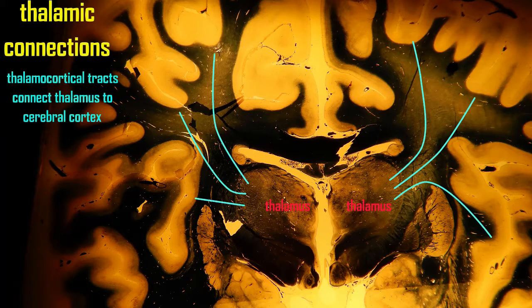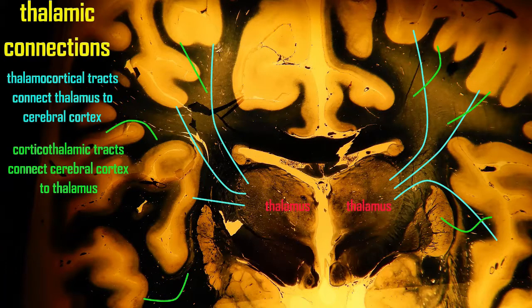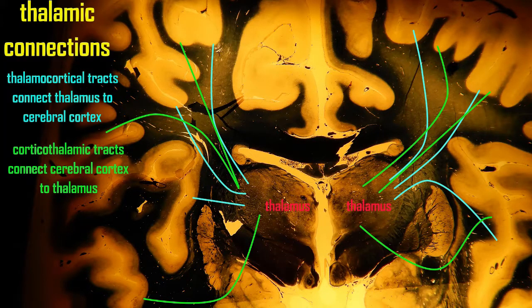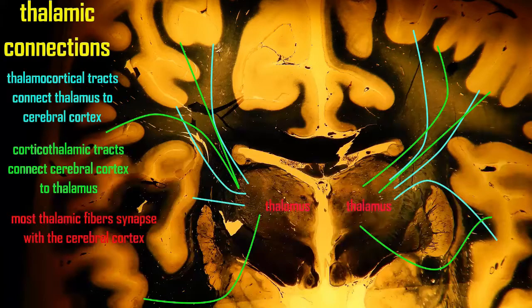There are thalamocortical tracts, which proceed from the thalamus to the cerebral cortex. There are corticothalamic tracts which connect the cerebral cortex to the thalamus. The cerebral cortex is actually the region of the brain with which the majority of the thalamic synapses form, and many of these pathways are reciprocal in that there are fibers going both to and from the thalamus to the cerebral cortex.